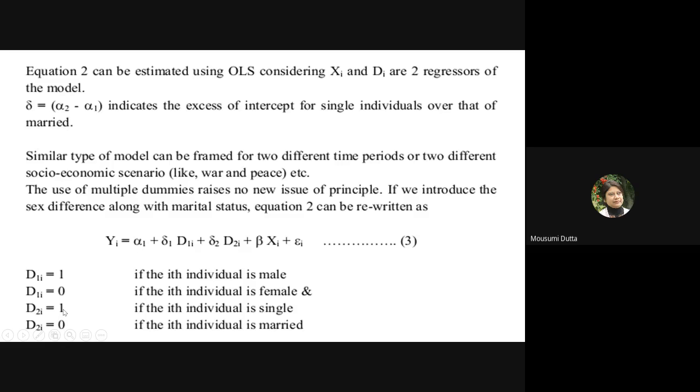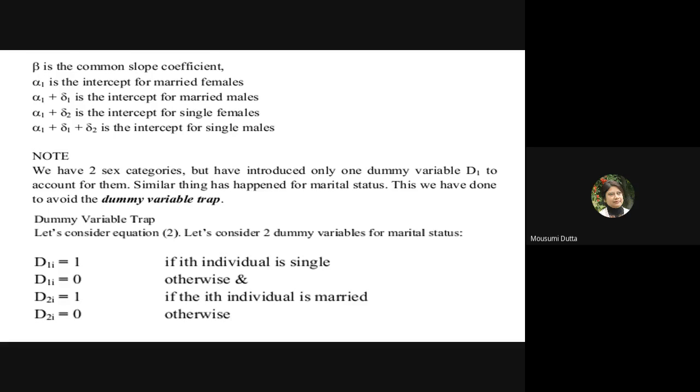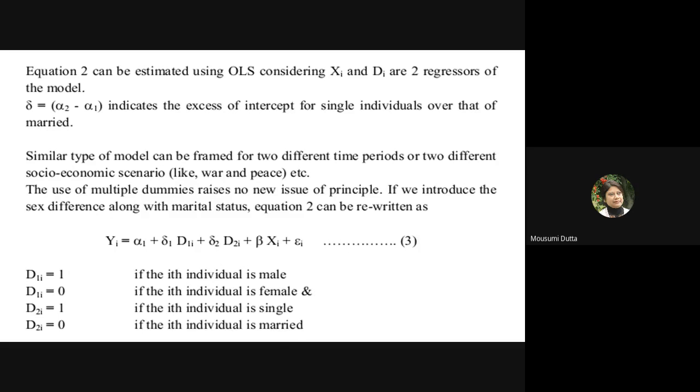Along with that, if I consider D2i to be 1, the values will be added and will give us newer and newer values of the intercept. So all the dummy variables in this way can be accommodated in a single equation, and then if I write the meaning of the things, we will be able to generate a set of equations as we got in the earlier example. Beta is the common slope coefficient, alpha 1 is the intercept of the married females, alpha 1 plus delta 1 is the intercept of the married males, alpha 1 plus delta 2 is the intercept of single females, alpha 1 plus delta 1 plus delta 2 is the intercept of the single males. So this is the notion of additive dummy.